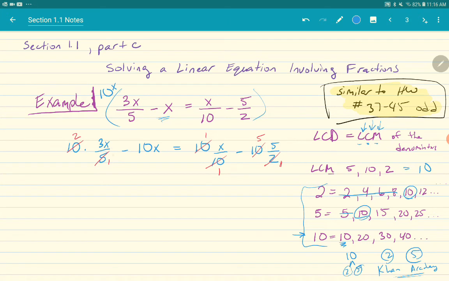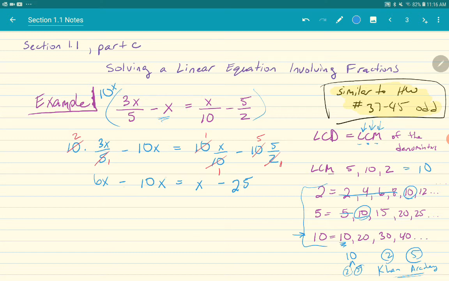Simplifying that, I get 2 times 3x, which gives me 6x. The 10x didn't change. The next one, I have 1x over 1, which simplifies to just x. And the last term, I have 5 times 5 over 1, which is just 25. Now, this is starting to look like my part A, where I'm going to combine the like terms on both sides.